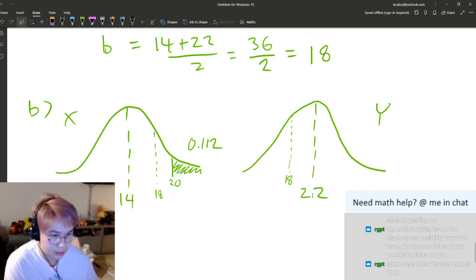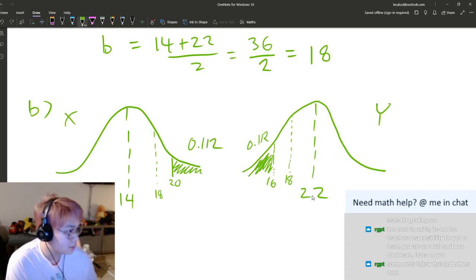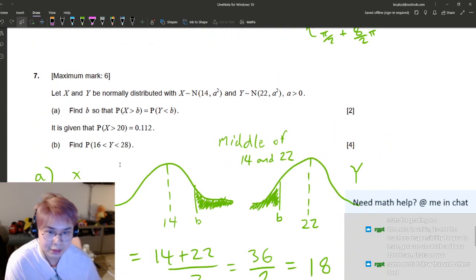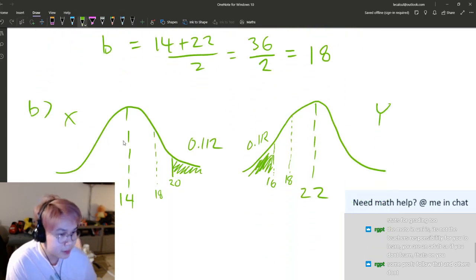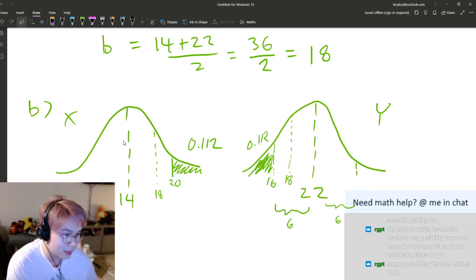And so, two spaces this way is 16. So this probability here needs to be 0.112. And then I need to probably find the other side, 28. So I guarantee that this is probably designed that way, well, okay, 16 to 22 is what, 6 units? So 6 units away here is 28. So this is also the same probability.